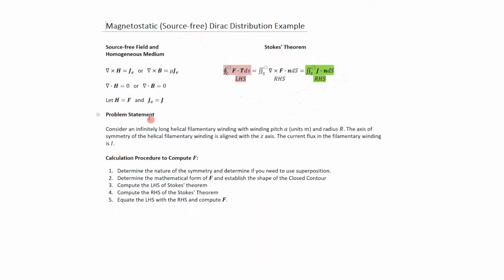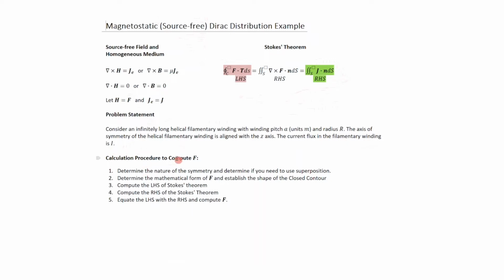So here's our problem statement. Consider an infinitely long helical filamentary winding with winding pitch A in units of meters. That's basically the distance between turns, so as you wind your way up. And the radius of the helix is capital R. The axis of symmetry of the helical filamentary winding is aligned with the z-axis. The current flux in the filamentary winding is I. That means if you integrate the current flux density over the filament, the value that you get is I, and that would have units of amperes.